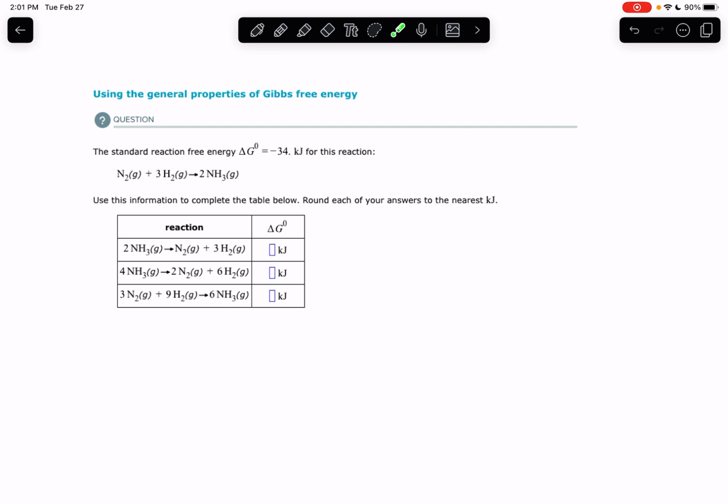Now, just to be aware, if we manipulate things and if we reverse the change in G, then we're going to end up with a negative change in G. So if we reverse, a negative change in G. If we multiply by some integer, essentially what we're doing is we're going to multiply our change in G by that same integer. Multiply, easy for me to write.